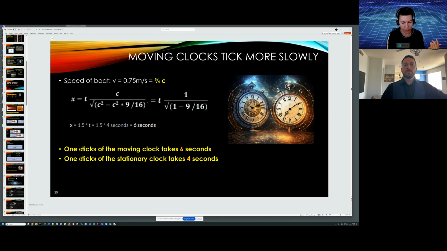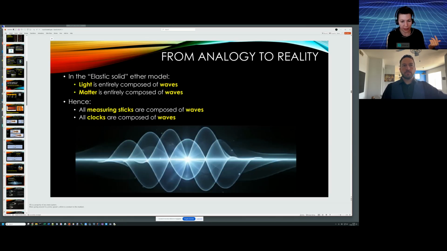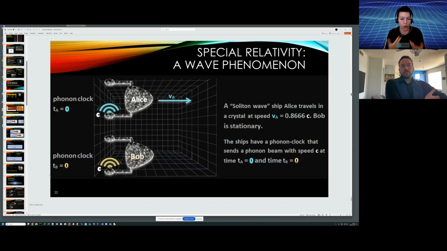We are all composed of waves. So basically, when we say that light is composed of waves and matter is composed of waves, then you automatically get special relativity. That's it. It's that simple. Like in our case, we are composed of waves, and of course we're not in the water, but we are in this elastic solid. It's literally the same thing.